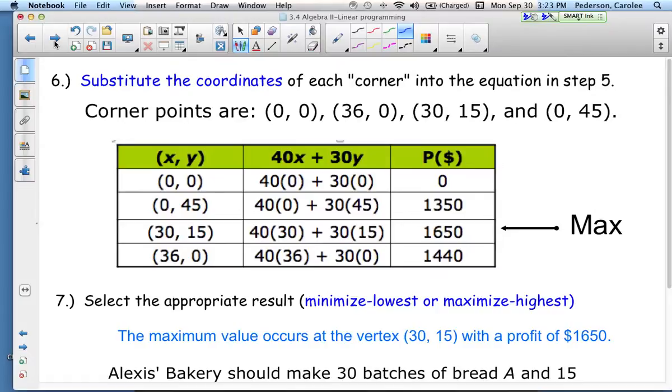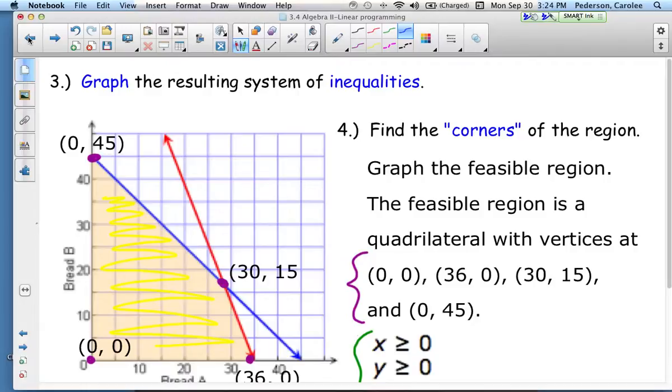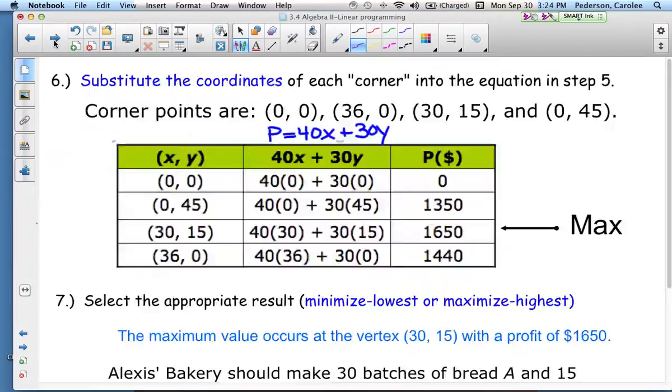Step 6 is to substitute those corners into your equation. So this is your profit equation here. P equals 40X plus 30Y. And you're going to take these 4 corners that we found here in the purple. Again, 0, 45; 0, 0; 30, 15; 36, 0. And we're going to substitute them in for X and Y. This is my X, and my Y goes in here.